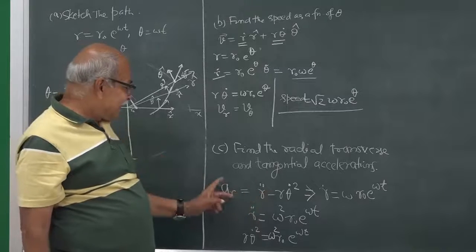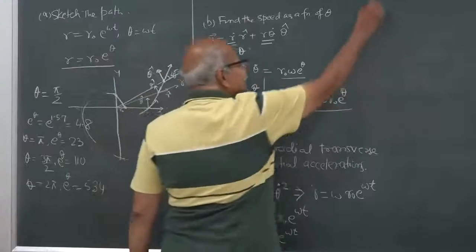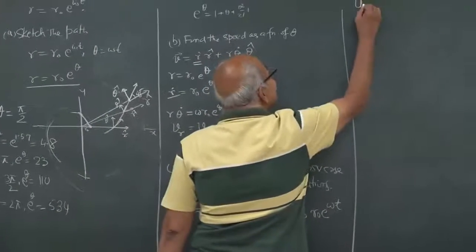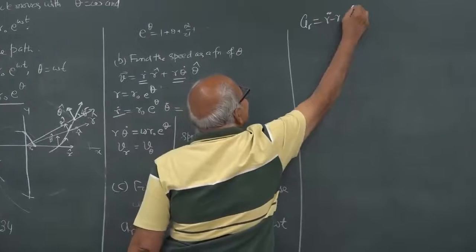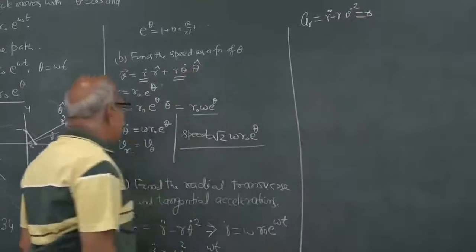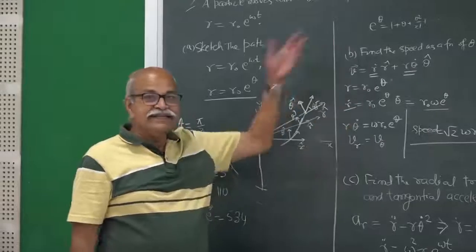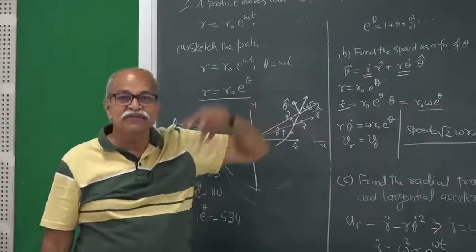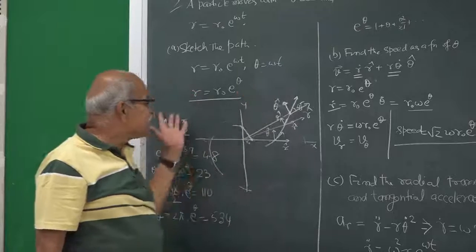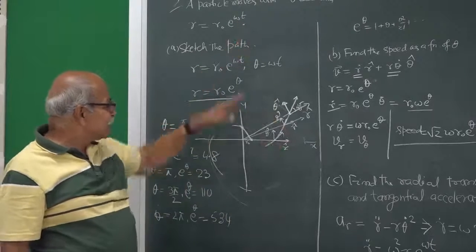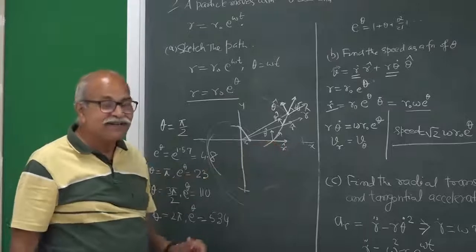Interesting. Radial component of the acceleration is 0. So, AR is equal to r double dot minus r theta dot square is equal to 0. R is increasing in a great fashion. R is going away from the origin, and it is going away exponentially. You can see this is 4.8, this is 23 and so on, this is 500.